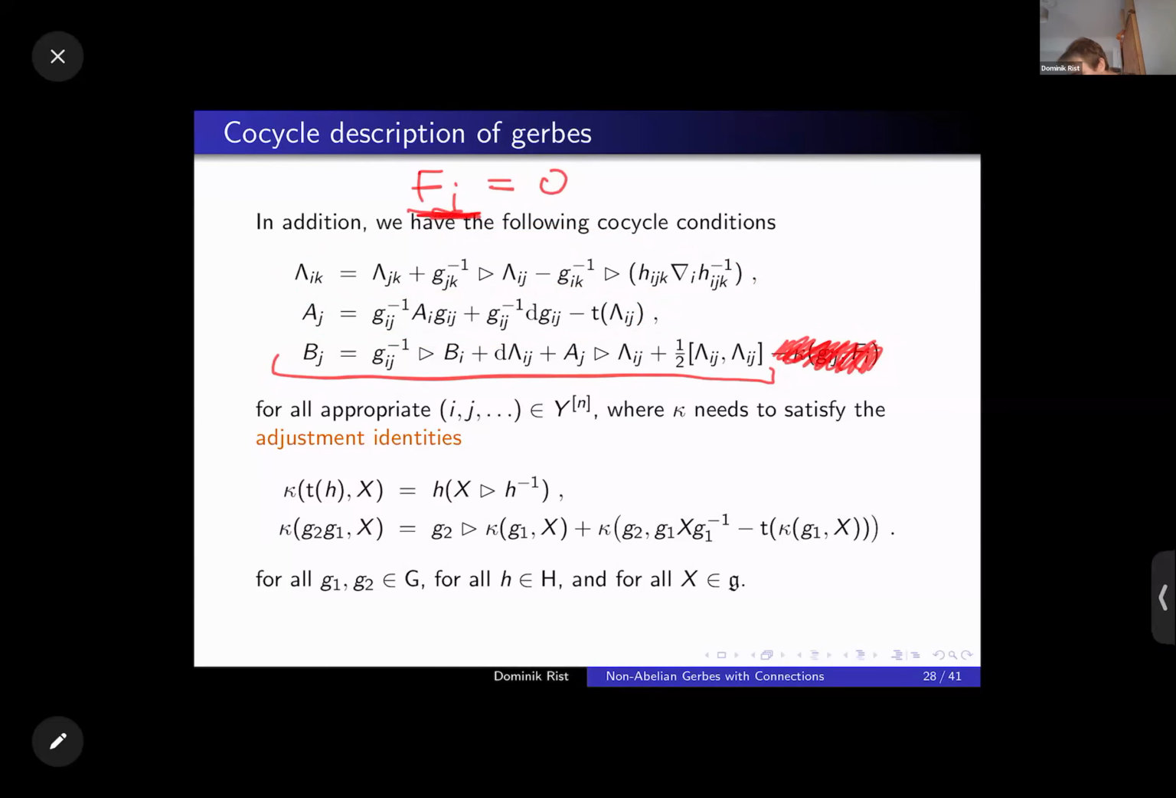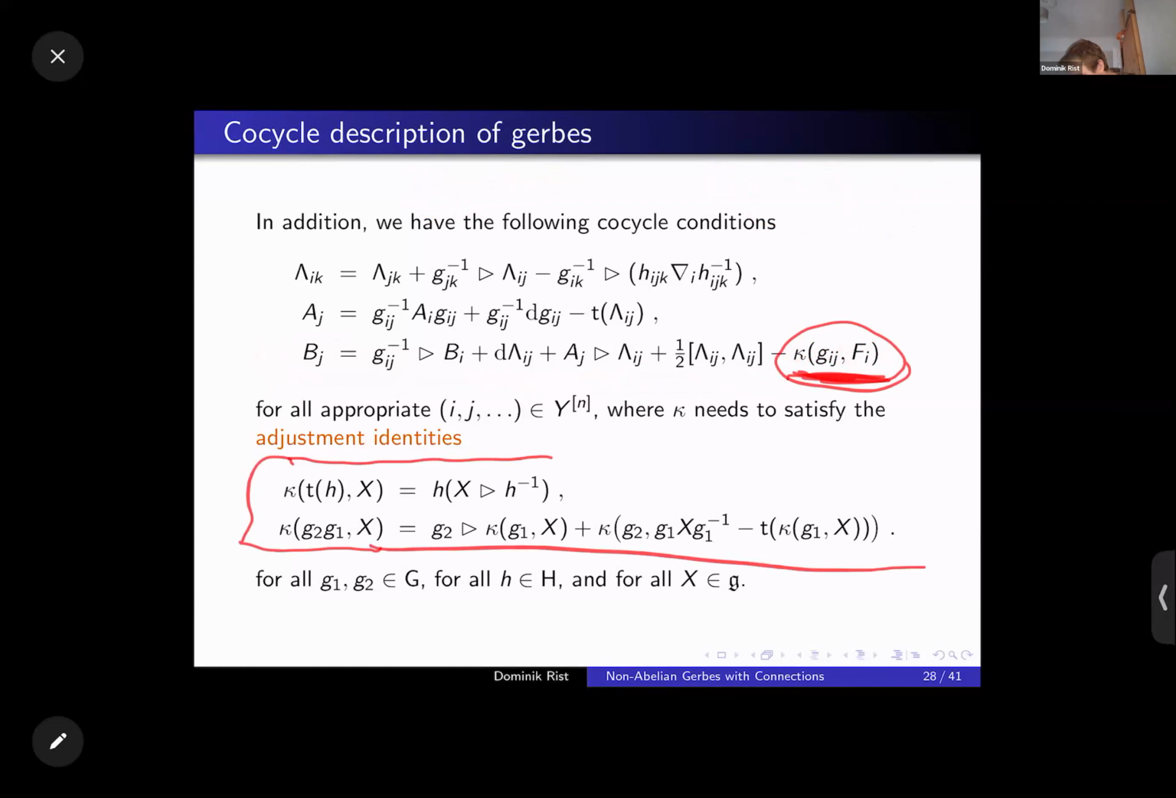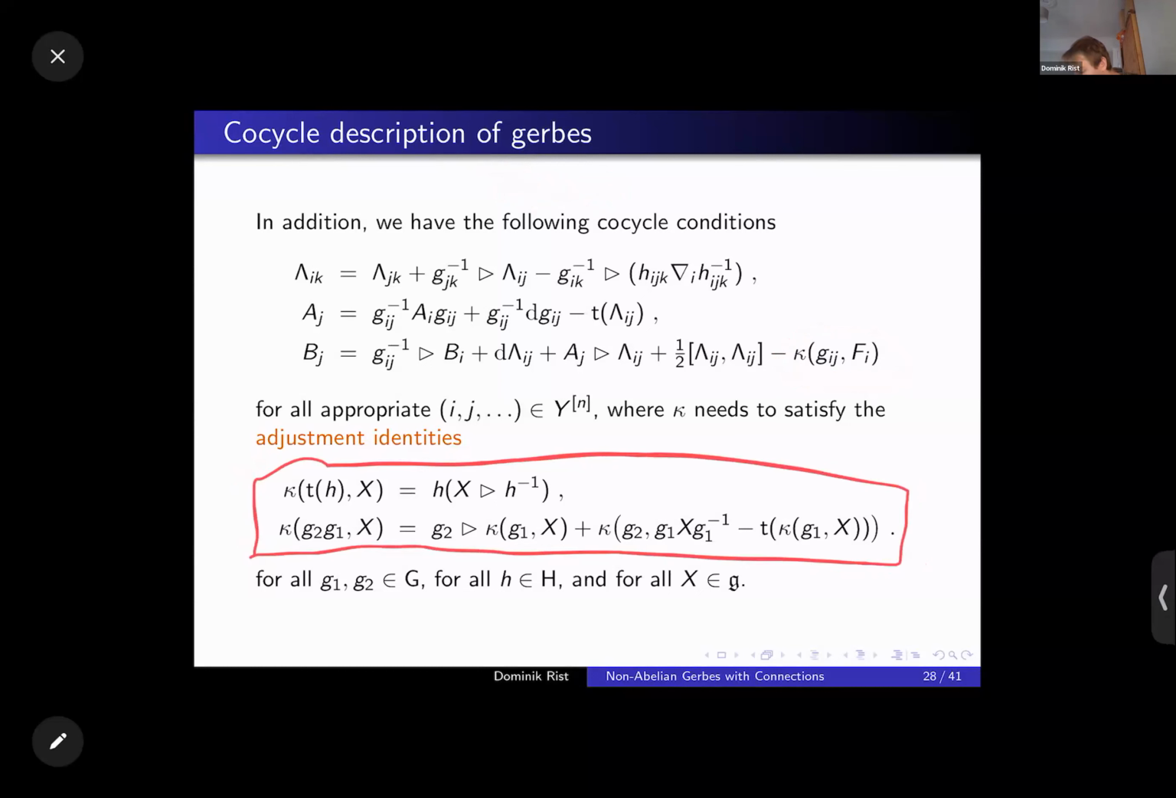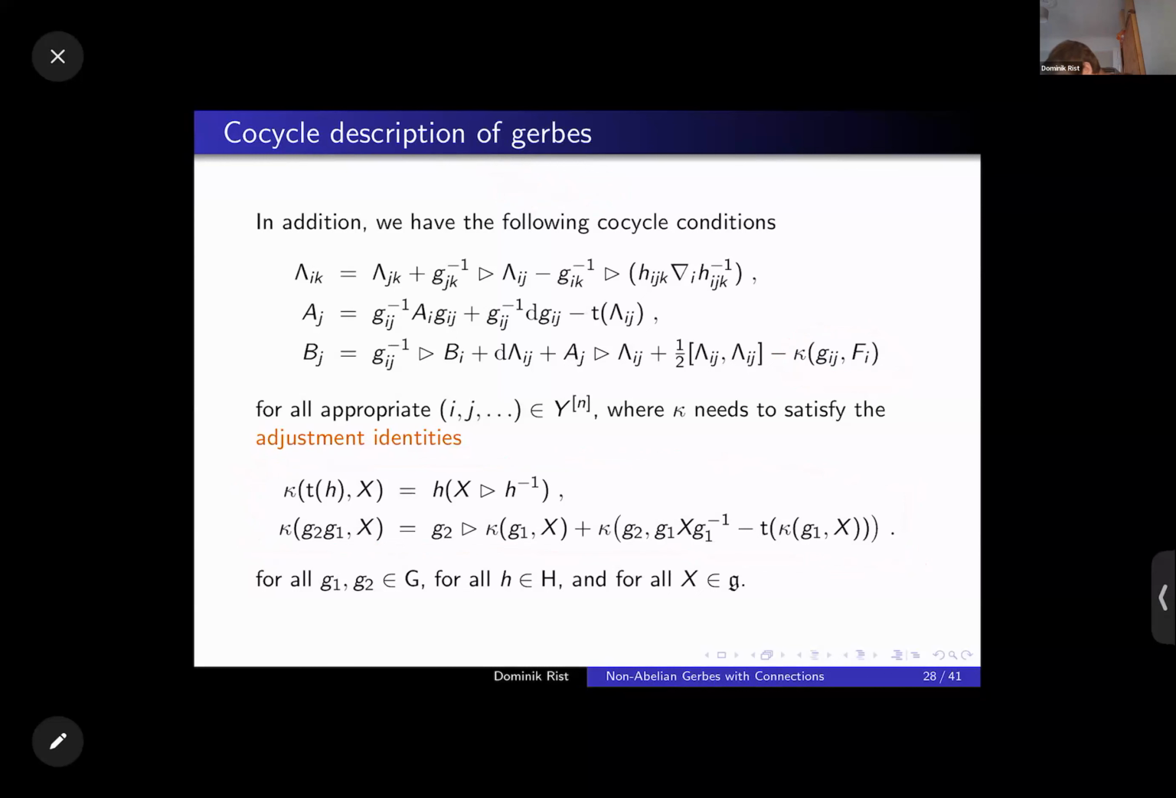If this condition was satisfied in the unadjusted case, then the B transformations would be consistent. That means going from B_I to B_J, and to B_K, is the same as going from B_I to B_K. But if this term is there, it turns out that as long as this map satisfies these two properties, you don't need the condition F equals 0. So this is no longer required as long as this map satisfies these conditions. And in the two examples that I showed you, the map that is provided indeed satisfies these conditions. So those two examples give you a consistent non-abelian higher gauge theory.